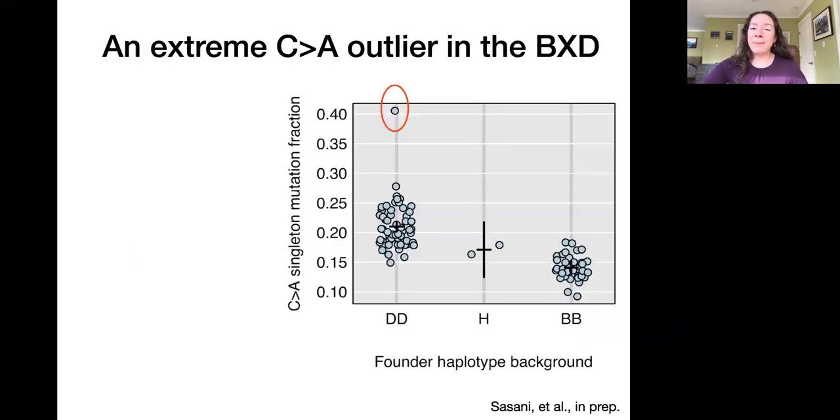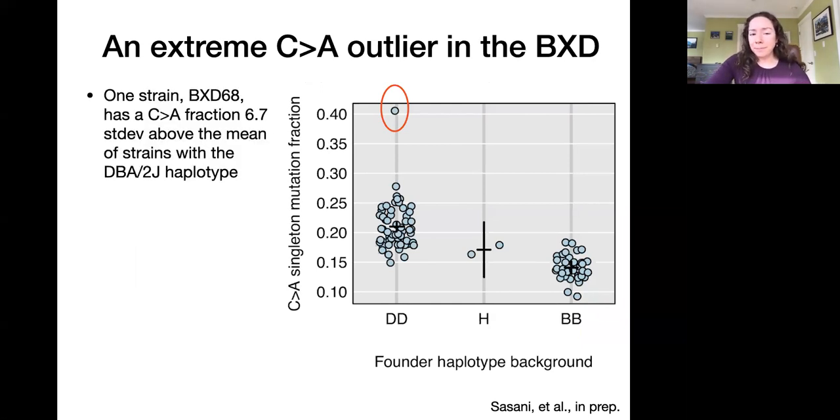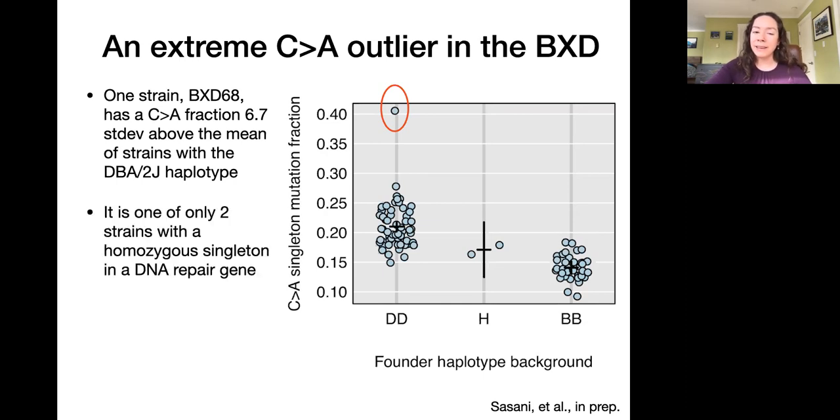So I wanted to mention also an extreme outlier strain, which provided a bit more interesting insight into what's going on in the BXD. This is the same plot I showed you earlier of the distribution of C to A singleton fraction in the mice with the D haplotype versus the B one. And you'll see that there's this big outlier point in the Ds that ends up having a C to A fraction that's about 6.7 standard deviations above the mean.